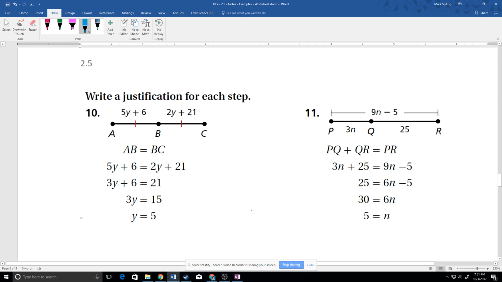This one is the only one that uses something else besides beginning with the segment addition or the angle addition postulate. It looks like it might be segment addition because we have 2 segments, but what are we doing? We're actually saying these are the same because they're marked as the same, so we're going to set them equal to each other. The reason I know that these are the same is because they're marked, and that means B is a midpoint, or B is bisecting it. So I'm allowed to write this because of what I know about midpoints.